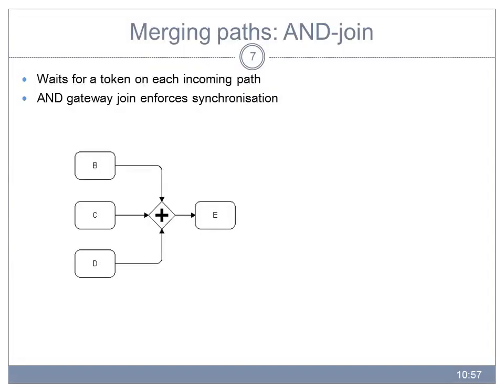The second way to merge paths is with an AND join. In this case, you will wait for a token on each of the incoming paths, and in this way the AND gateway forces synchronization. So let's look at the animation. You have 3 tokens on B, C, and D. So the AND gateway waits until B is finished, D is finished, and C is finished, and when all 3 tasks are finished, the 3 tokens are merged into a single token that is then passed on to the next task, E.